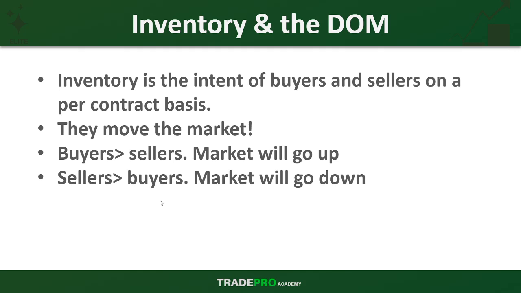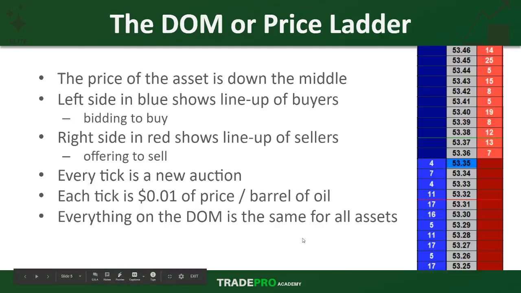Now, they move the market. That's how markets move. Simple enough. If there are more buyers than sellers, the market will go up, and more sellers than buyers, the market will go down. A lot of people may have heard this in the trading room a few times, which is kind of annoying. Why did the market go up? Why did it go down? Well, more buyers than sellers, more sellers than buyers, but that's the reality of it all. We don't really necessarily need to know exactly what caused this market movement, rather how to take advantage of it, and that's what we do with inventory and the DOM.